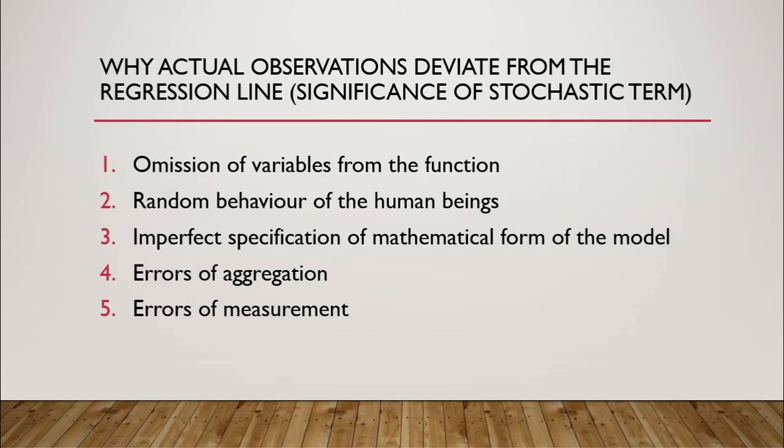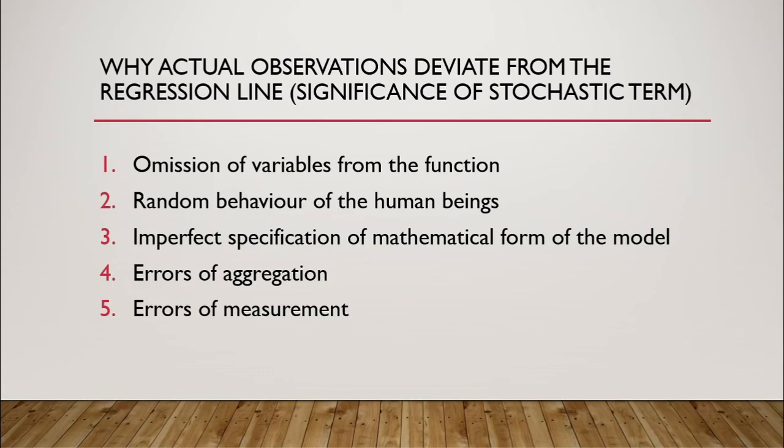Now, why do actual observations of the dependent variable deviate from the regression line? That is, why do they deviate from the estimated values of the dependent variable? Actually, this shows the significance of the stochastic term in our econometric model. So what are the reasons for the deviation of observations from the estimated values? Here there are some important reasons.